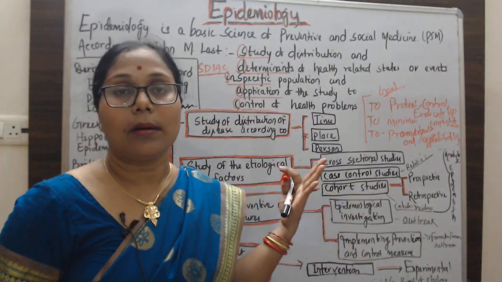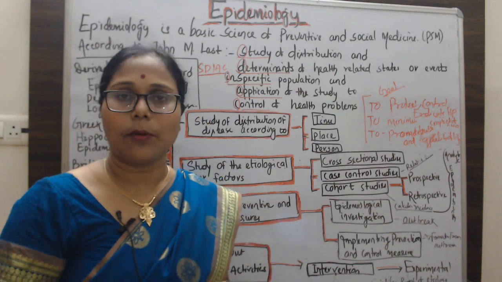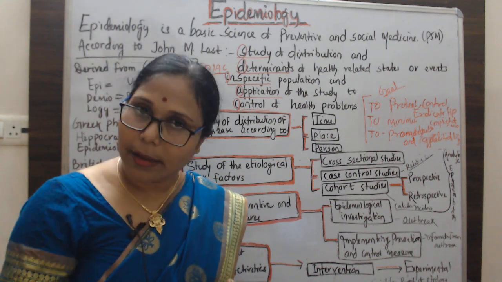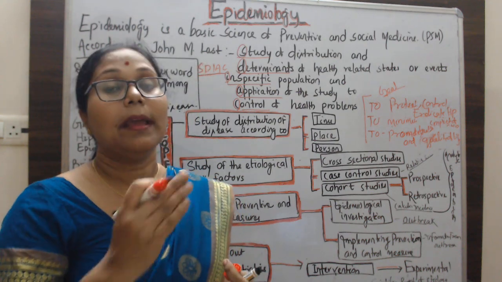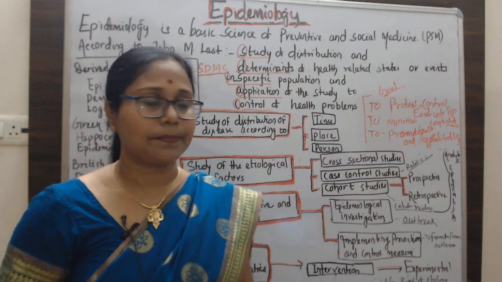We say the objectives of epidemiology are: to protect, PCE, that is protect, control and eradicate; then minimize, MI, that is minimize the impact; and the third is to promote, and Q, quality of life.